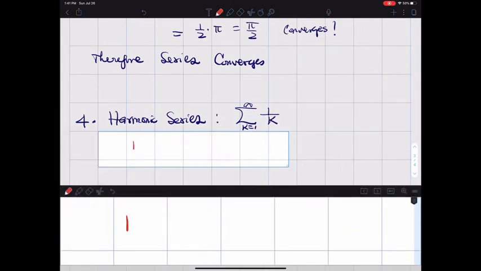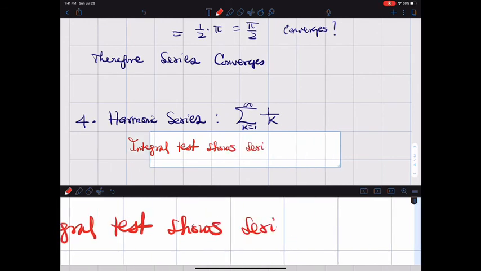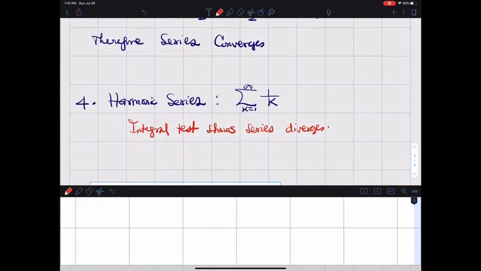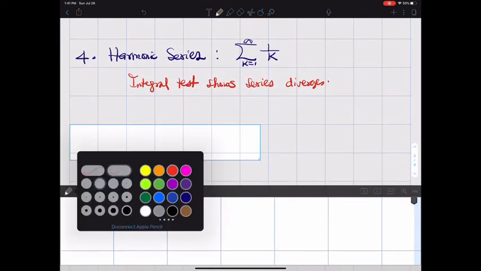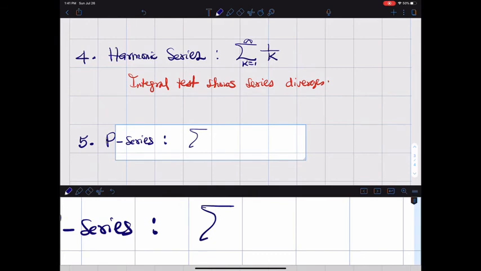I'm just going to write: integral test shows that this series diverges. Okay. All right. So there is another series that I'm going to introduce. It's called the P series. It's like a generalization of the harmonic series. So the P series is the sum from k equals 1 to infinity of 1 over k to the power of p.